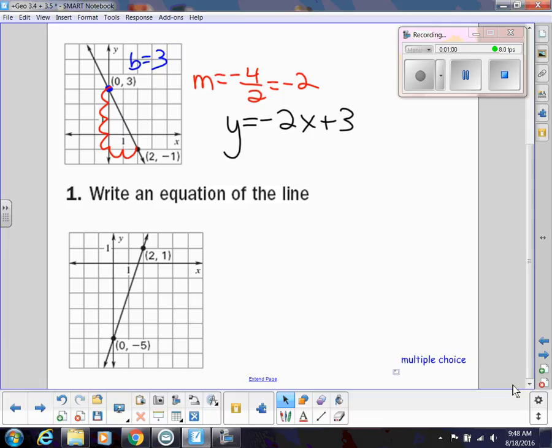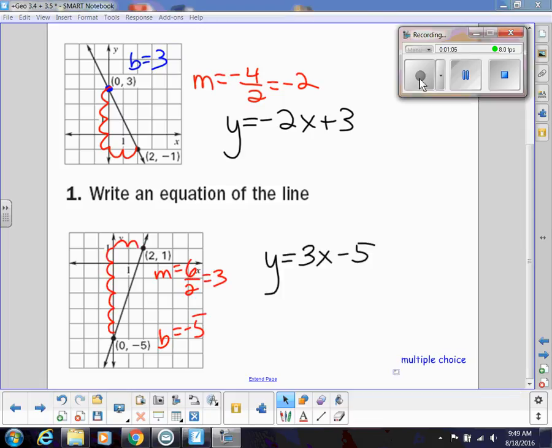So try this one on your own. Pause the video. So you should have gotten y equals 3x minus 5.